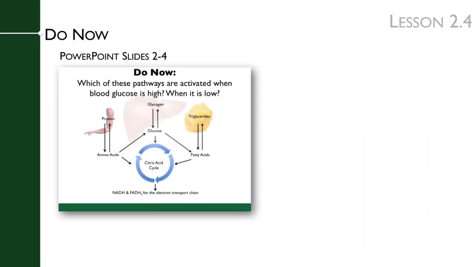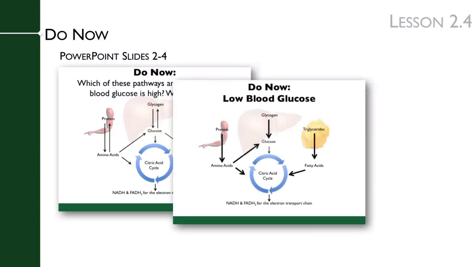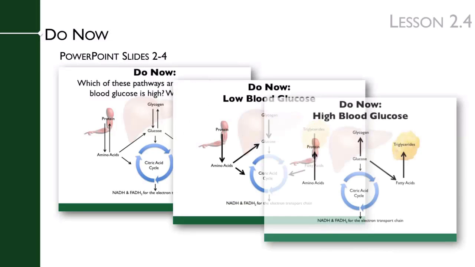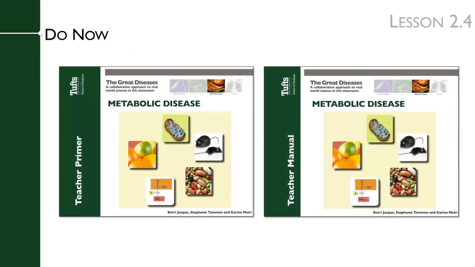Ask students to tell you which metabolic pathways on Slide 2 are on when blood glucose is low versus when blood glucose is high. Students should have seen this content in Lesson 2.3 and in the Lesson 2.3 homework. You can review these concepts using the teacher primer and the teacher manual.